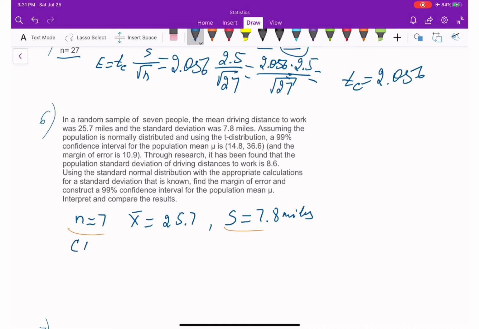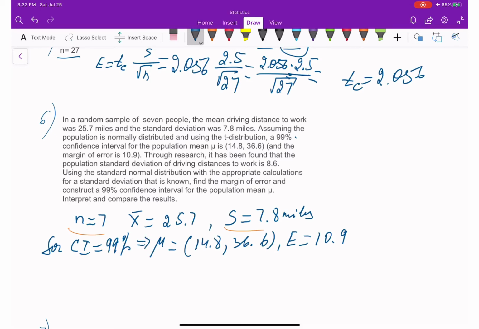99% confidence interval. 99% confidence interval for the population mean mu, for 99%, mu is going to be in the interval 14.8 and 36.6, and the margin of error 10.9. So this is for 99%, mu is this much, margin of error is this much.